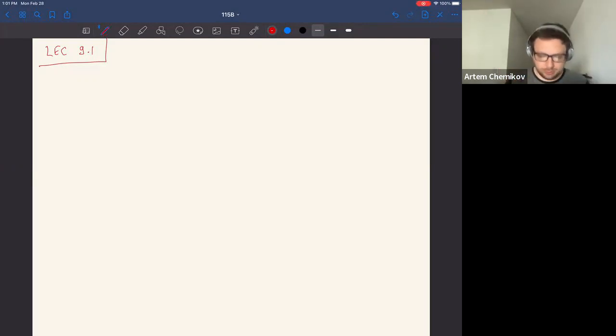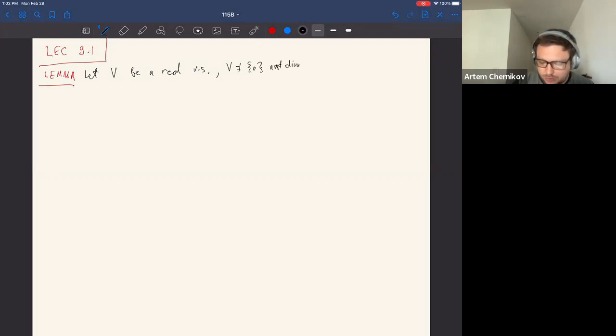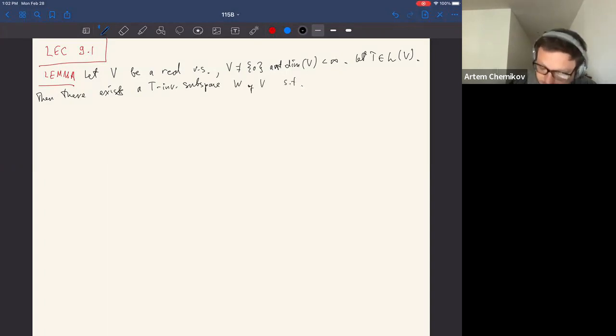Okay, but to return to our topic, let me remind you what we have proved last time. So we have proved this lemma, which is crucial for carrying out the analysis in the higher dimensional situation. The lemma says that if V is a real vector space, you see we are not even using the inner product structure in this lemma, just a vector space, non-trivial, and we assume that the dimension is finite as usual, so the dimension of V is less than infinity, and assume that T is a linear operator on V. Then there exists a T-invariant subspace W of V such that the dimension of this subspace W is either 1 or 2. Okay, so we have proved that we can always find such a subspace.